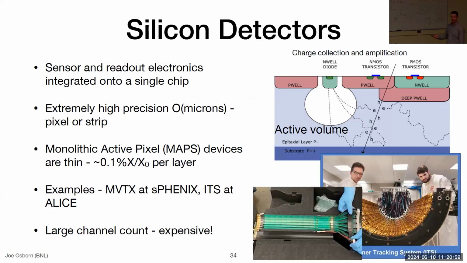So there's also silicon detectors. Silicon detectors are probably the most exciting of tracking detectors, in the sense that they provide the smallest amount of material and the highest hit resolutions that we have right now as detector technologies on the market. So silicon detectors have the sensor and readout electronics integrated onto a single chip, where in this, again, cartoon, you have some particle that traverses this active layer, liberates some electrons, and these drift to a diode, which are then amplified and read out on this chip.